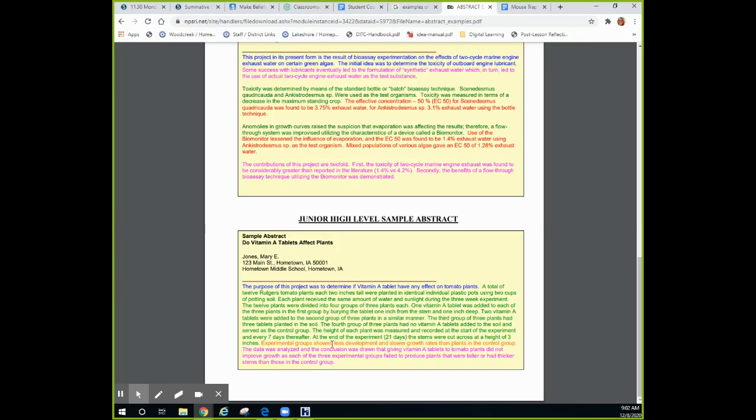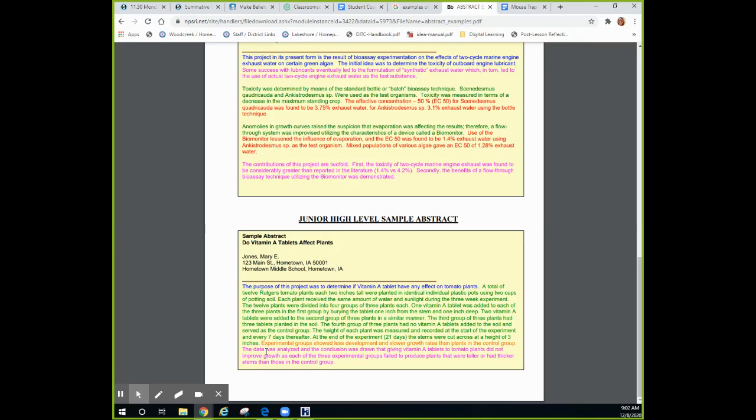Okay? Then the orange is their data. So for them, it said the experimental groups showed less development. So that's where you compare your data to mine. My data showed that my car, in fact, did go a greater distance than Miss Gable's car. Her car's maximum distance was 9 meters, and mine reached a distance of 12 meters. Because I used a longer dowel rod, this is the pink part.